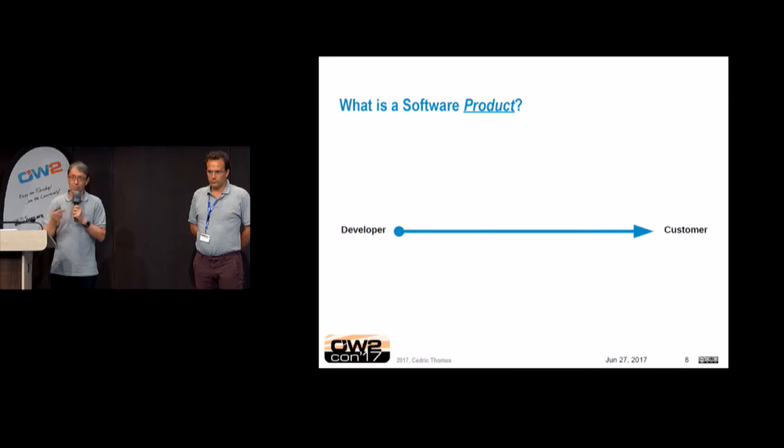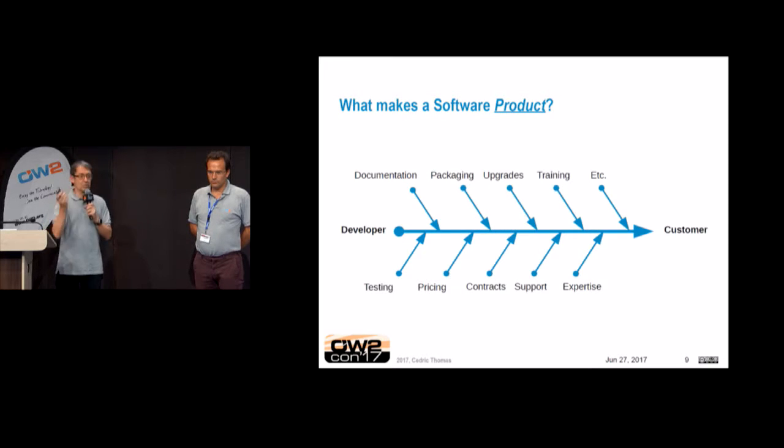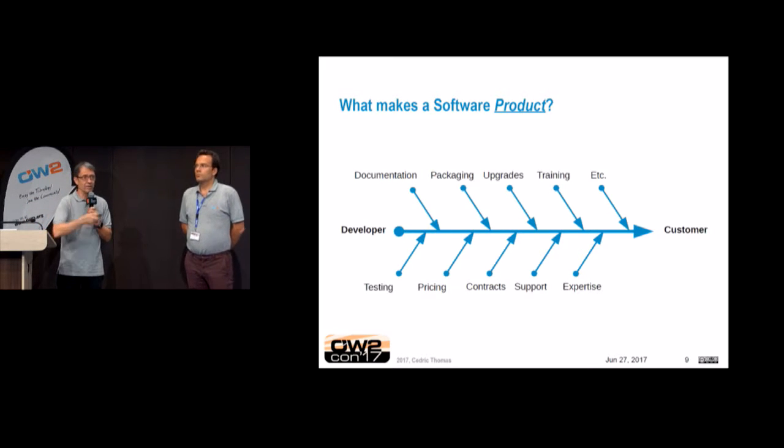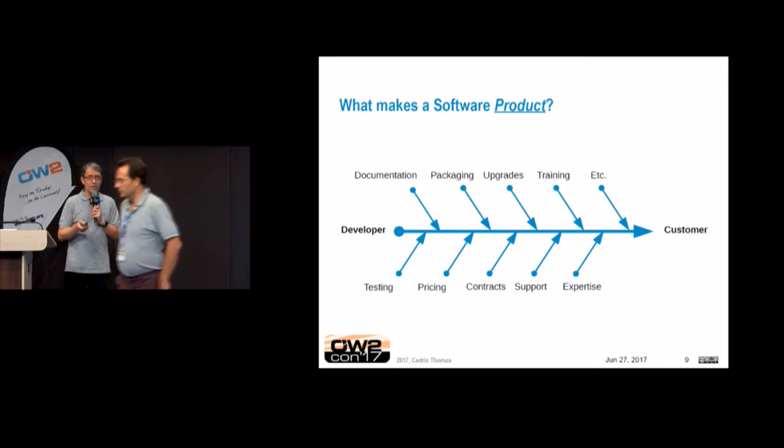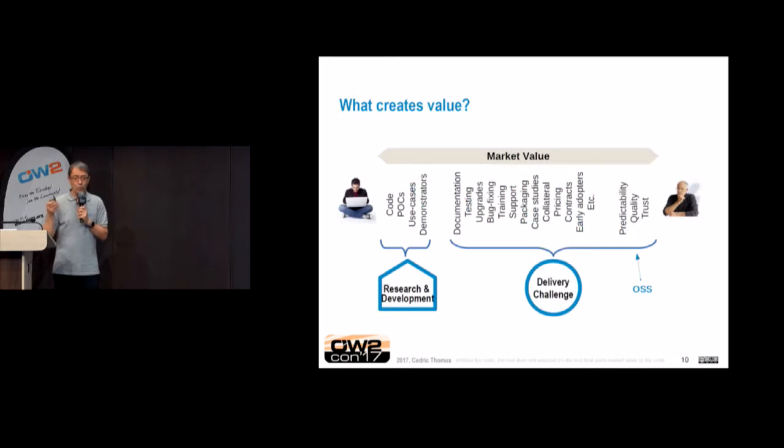And what makes a product? It's not just the code. It's everything that goes on top of the code, that goes along with the code. It's the documentation, it's the training, it's the roadmap, it's even the pricing list, it's some contracts, etc., some support. This is what real-life customers expect. They want a product. So what creates value? It's the product. It's everything that you can add after the code to reach out to the customer.